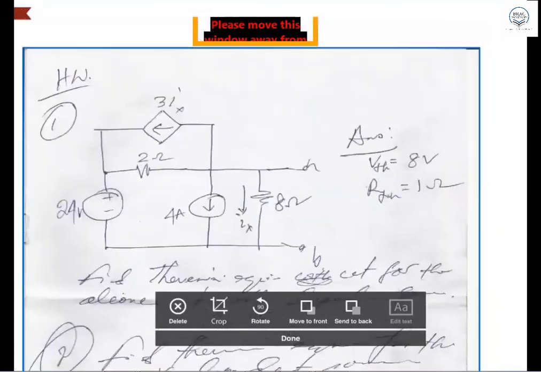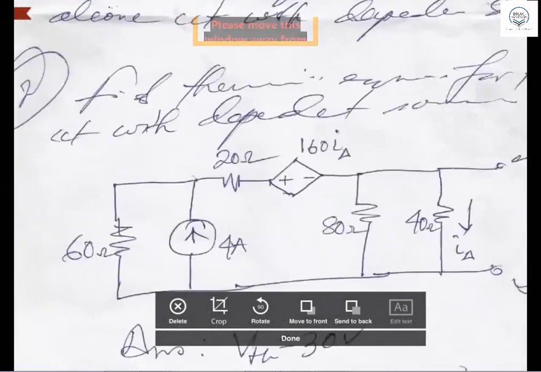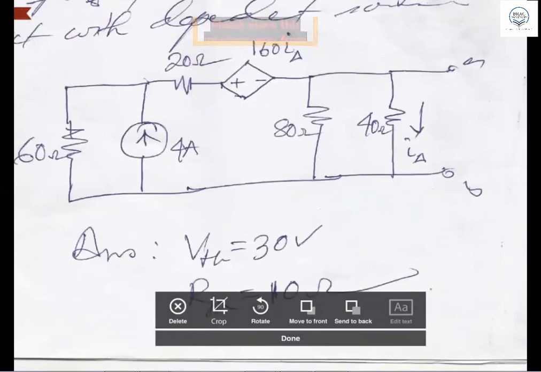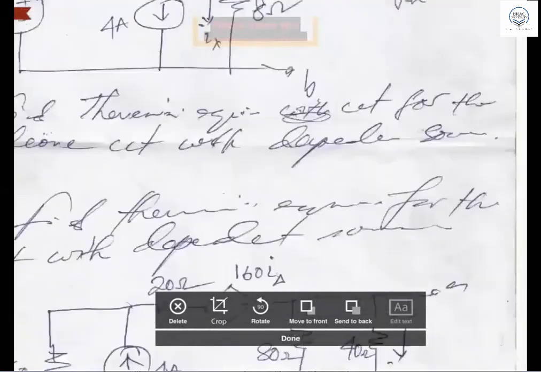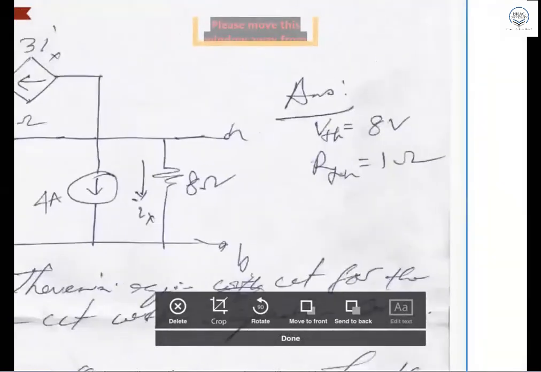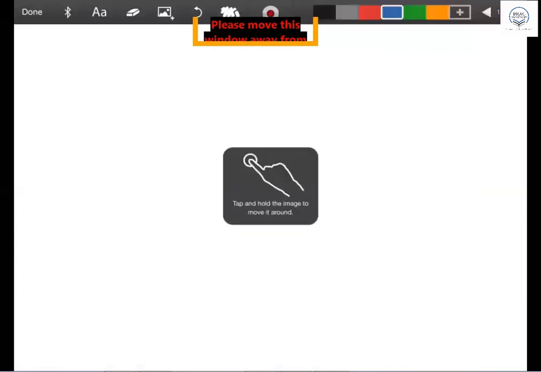Can you see the problem here? A dependent source is present here, and you can solve. Here also the same problem. You can see this dependent source is there. In both cases, R Thevenin is asked to be found, but you can check the answer. And also Norton you can find from the Thevenin R Thevenin. So these two problems are very similar type of problem, and I assume all of you can solve this problem.